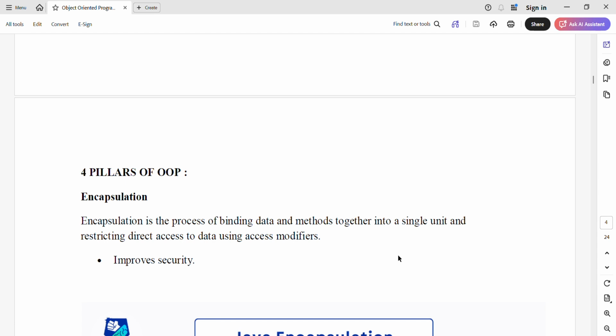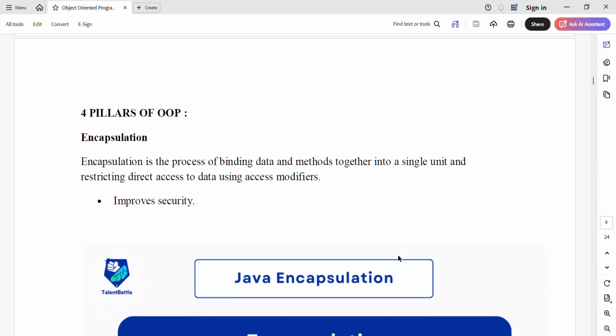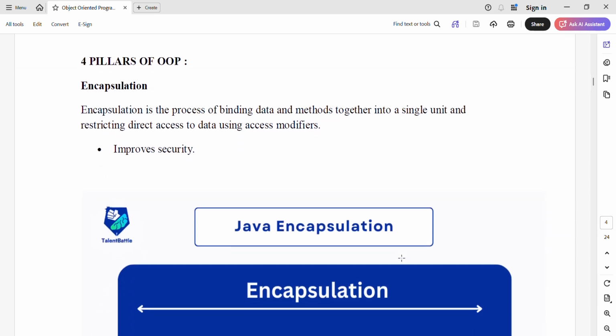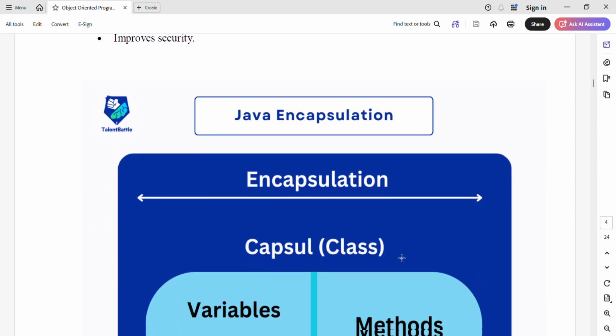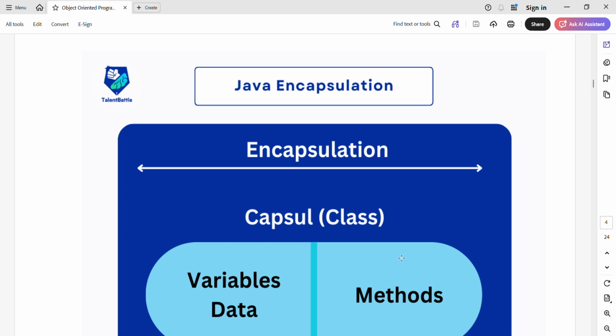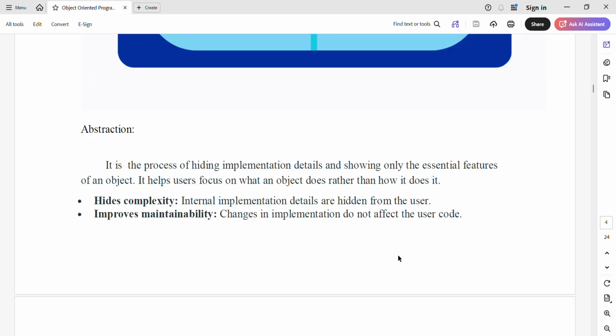Next is the four pillars of object-oriented programming. The first pillar is encapsulation. Let us consider a medical capsule here. A medical capsule has multiple tablets enclosed into a single unit, right? Similarly here in Java, we use encapsulation, in which we combine the methods and variables into a single unit. That is called encapsulation.